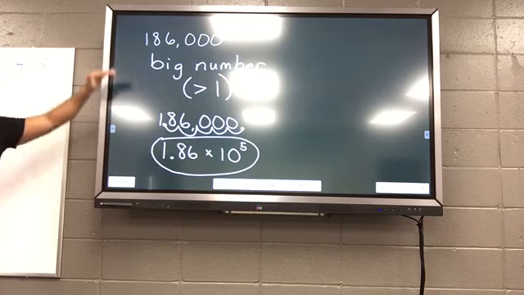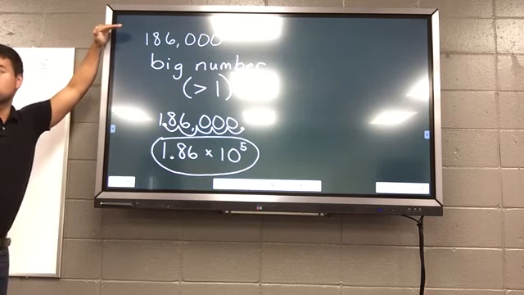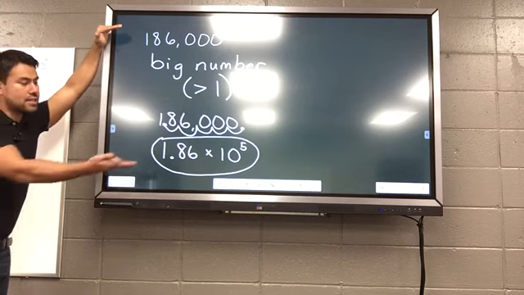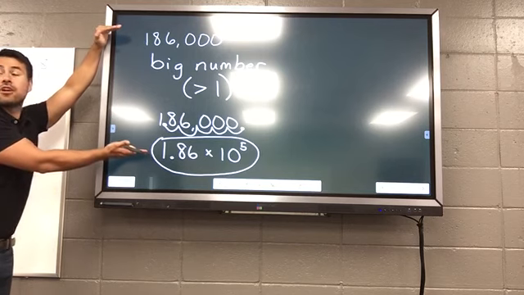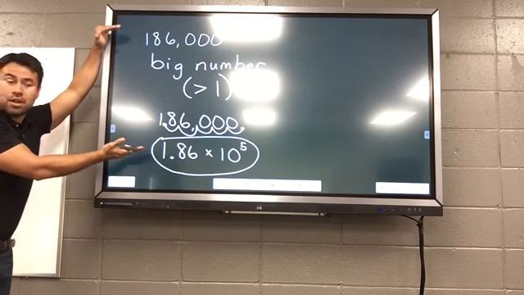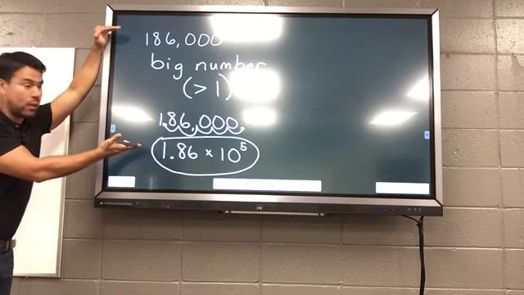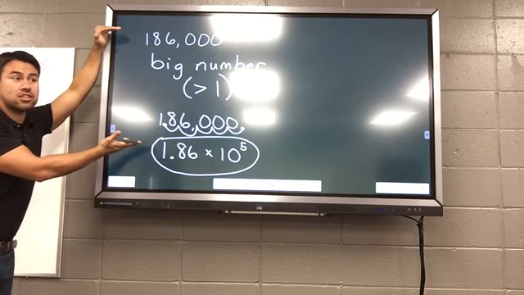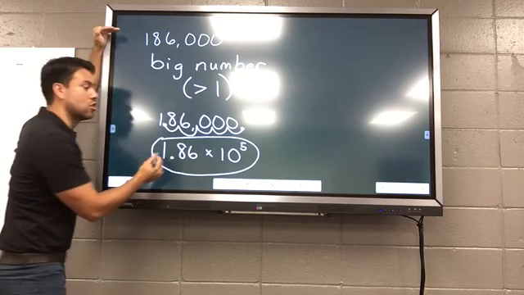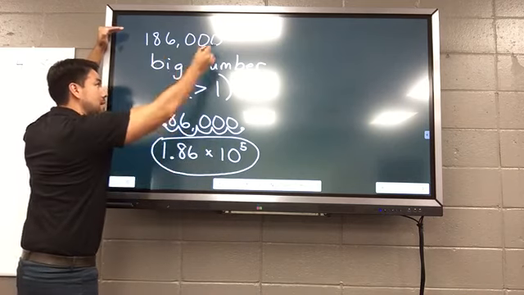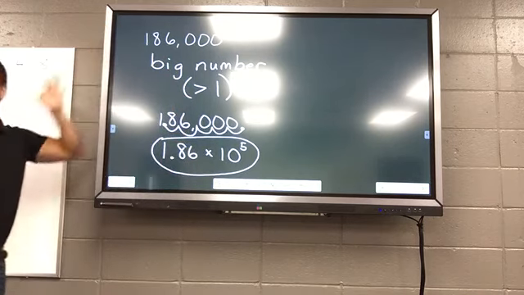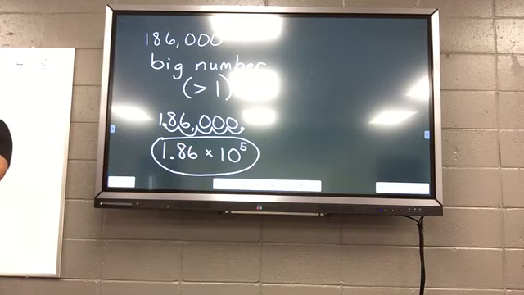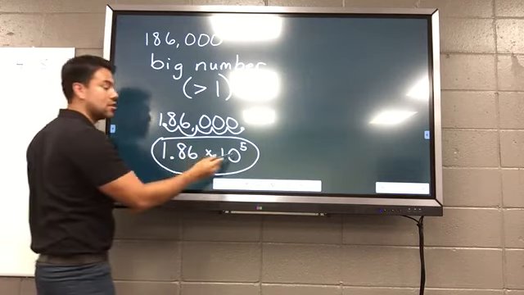Now, look at the original problem, the original number, I should say, and look at the scientific notation number. They're the same number. We didn't solve. We didn't change anything other than the way it looks. This number is the same value as that number. That's all we're doing. We're converting it to a different way of looking at it. And what type of notation is this?